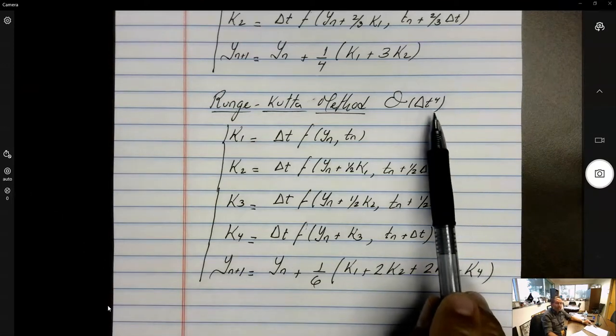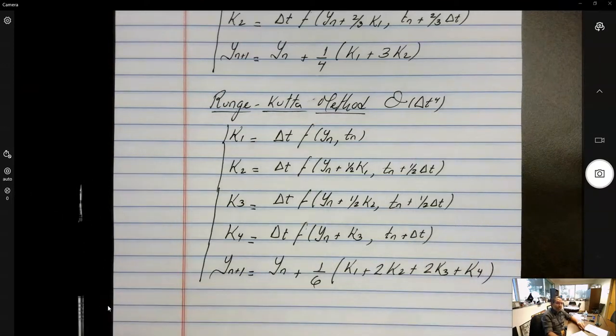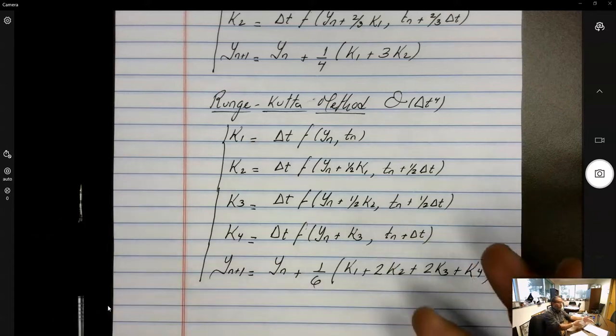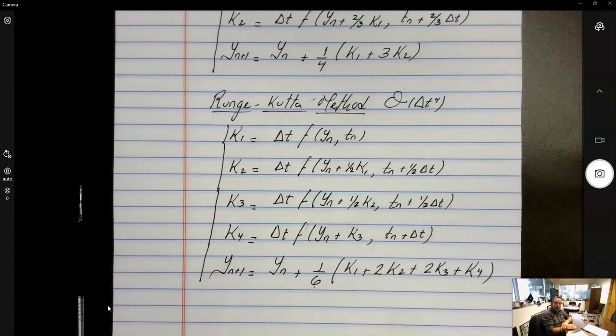It's order delta t to the 4th accurate, essentially meaning that if you reduce the size of the time step by a factor of 2, you should expect an error that is 16 times smaller. Okay, that's an error bound. Again, you don't know the error, because if you knew the error, there's no need for looking for an approximate solution, because if you knew the error, that means that you know the exact solution. You don't know the exact solution.